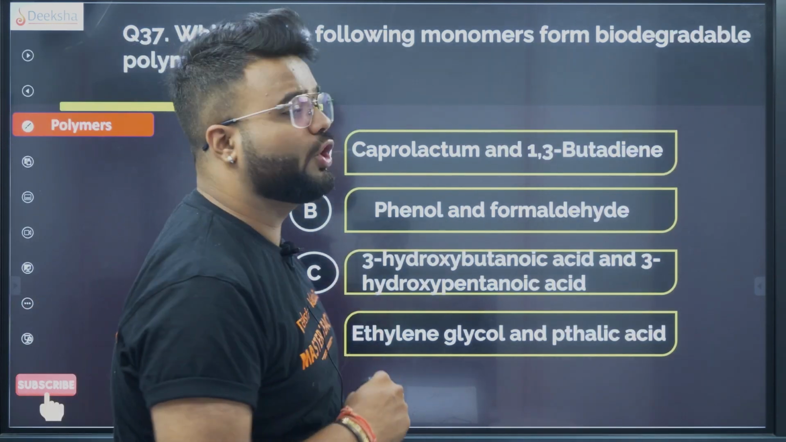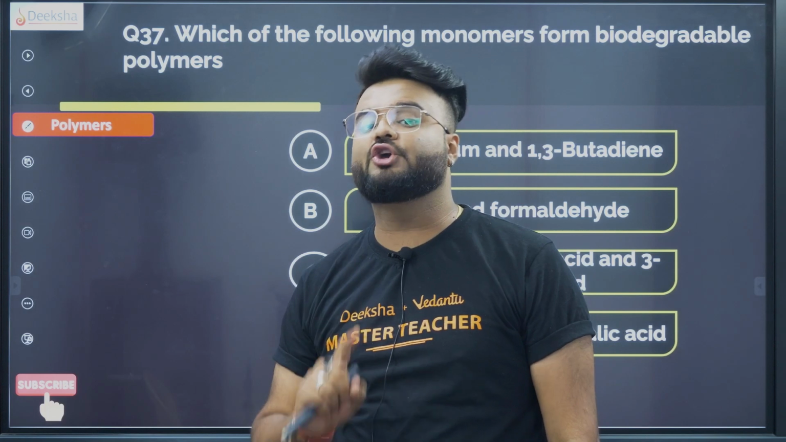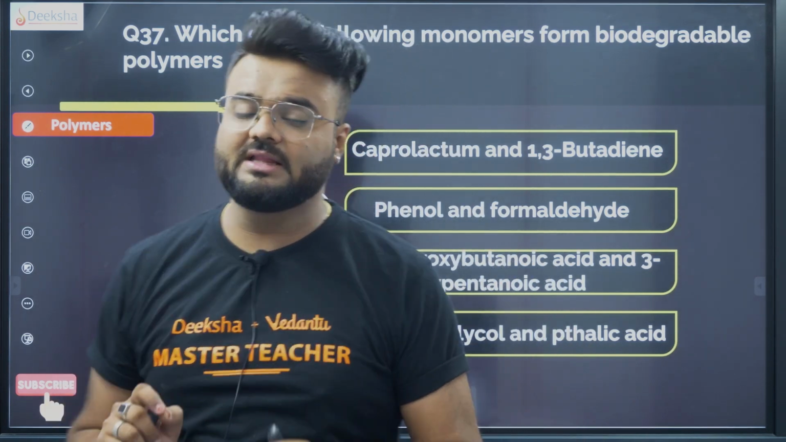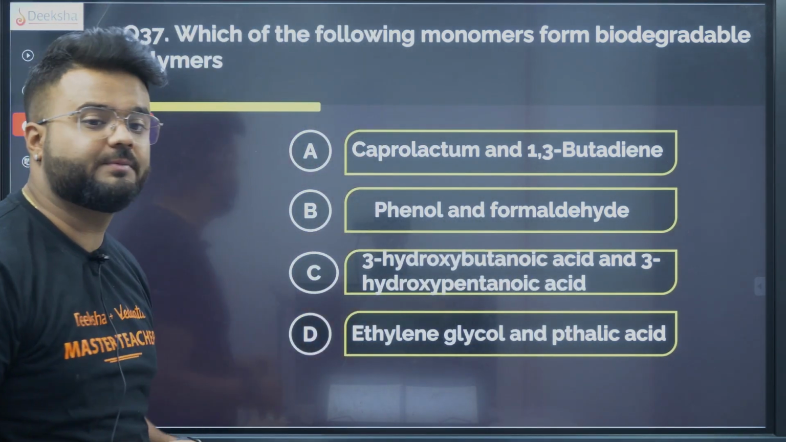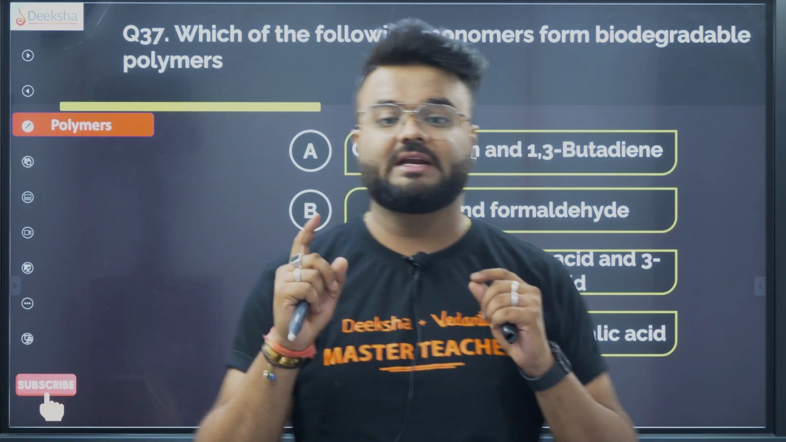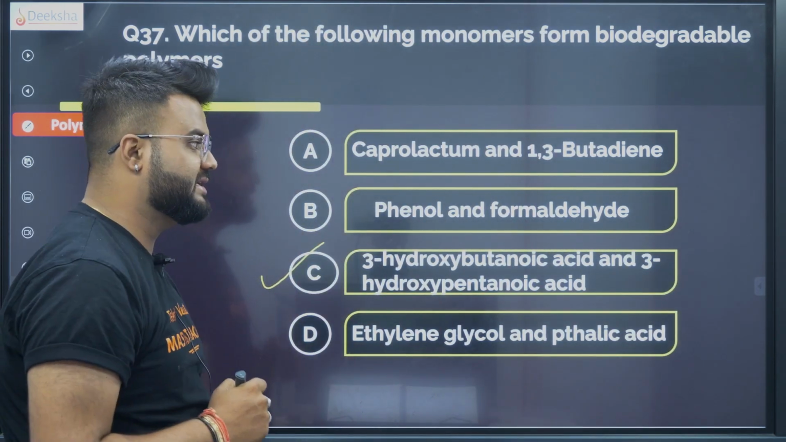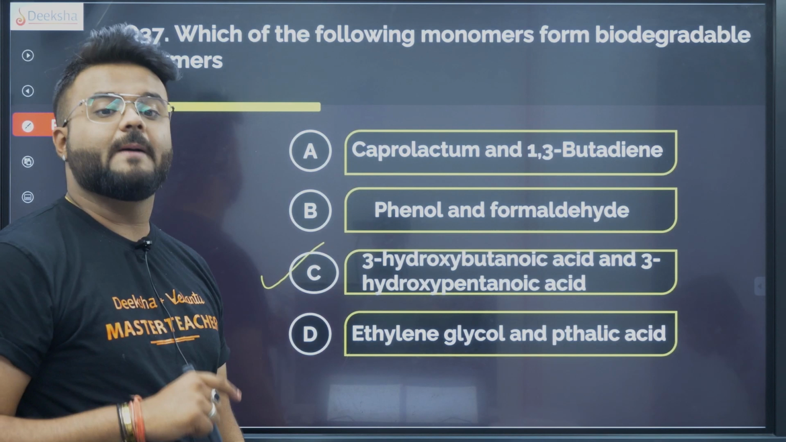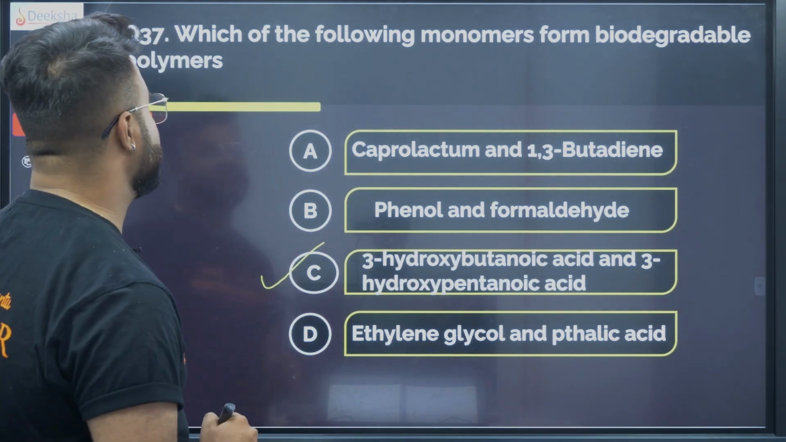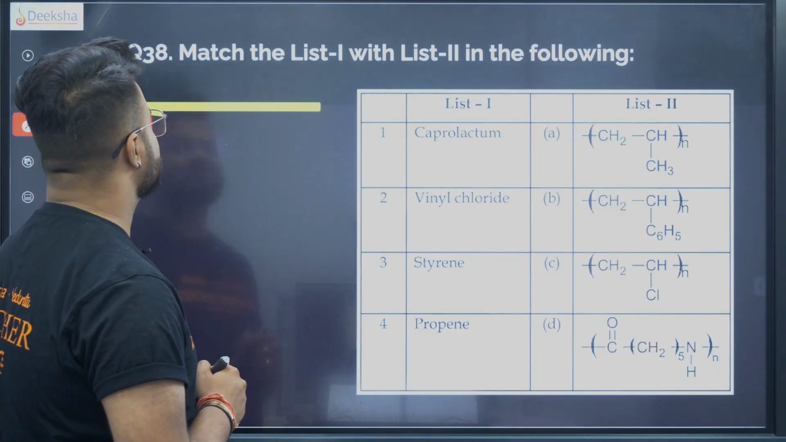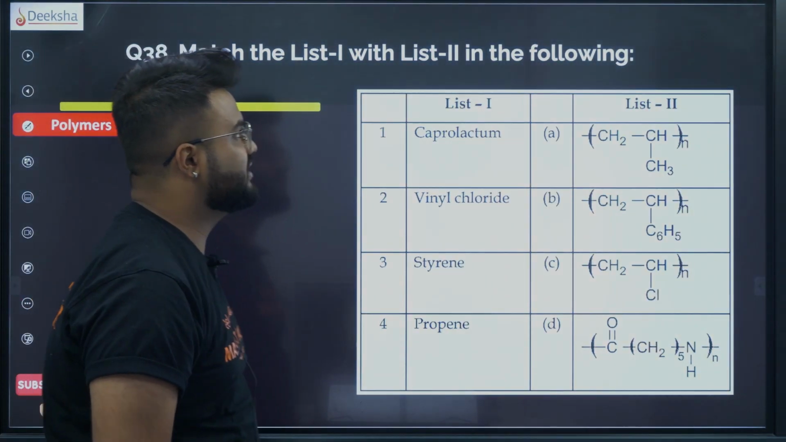Again, which of the following monomers form biodegradable polymers? This question is from the polymers chapter, which is a deleted part, and the correct answer would be 3-hydroxybutanoic acid and 3-hydroxypentanoic acid.